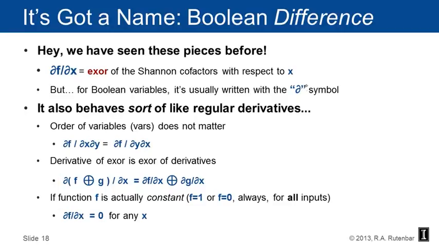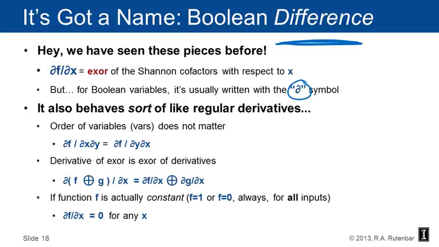But I will note that it's not written df dx, it's written del f del x. That's just a historical thing. And it's got a slightly different name since it's not a derivative in the continuous valued sense. It's called the Boolean difference, just to be clear about that.